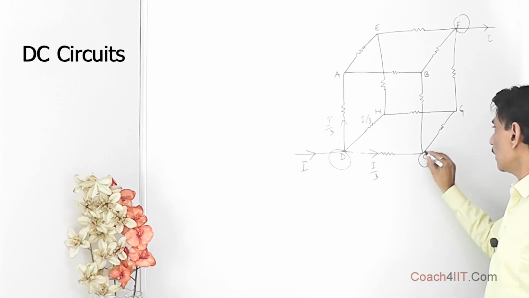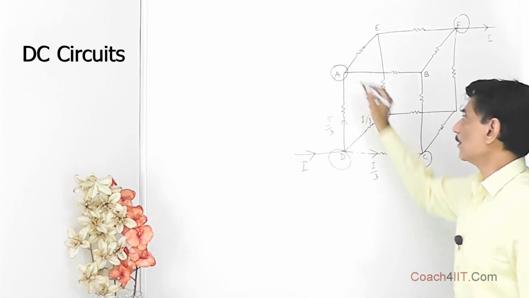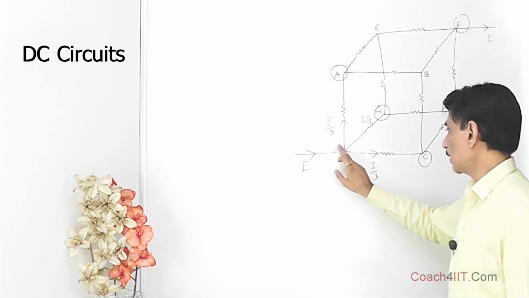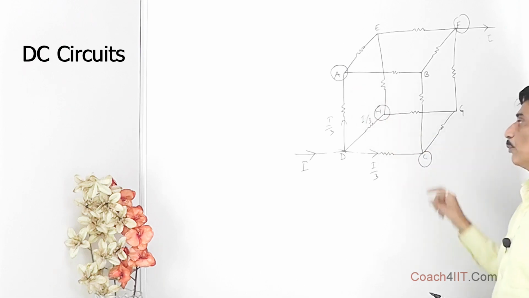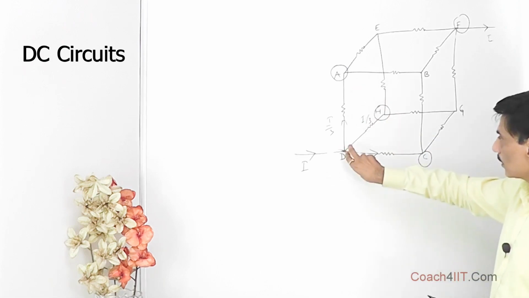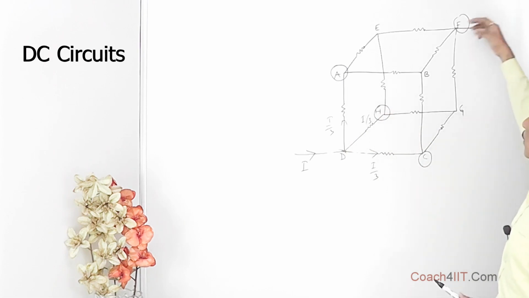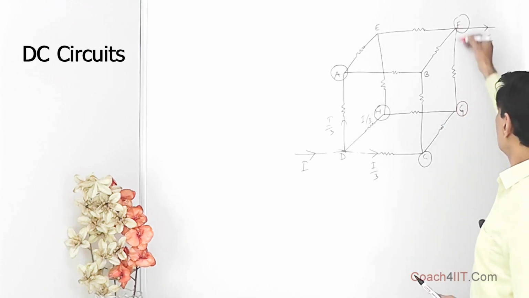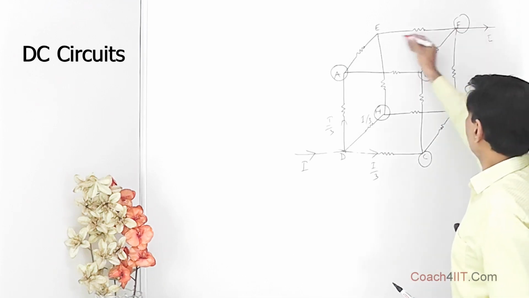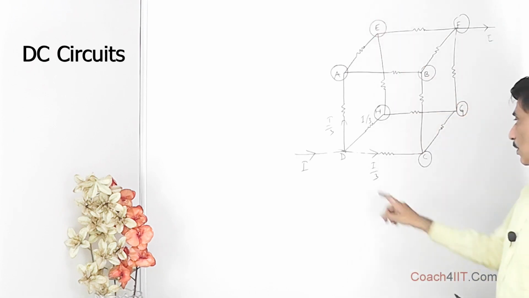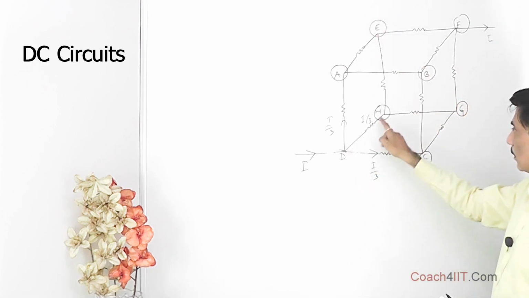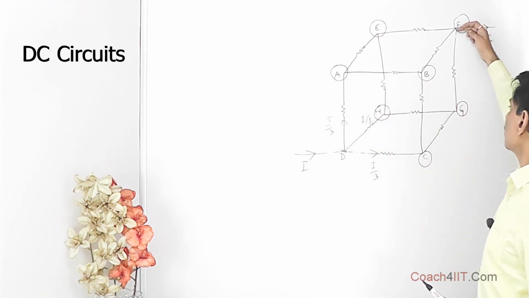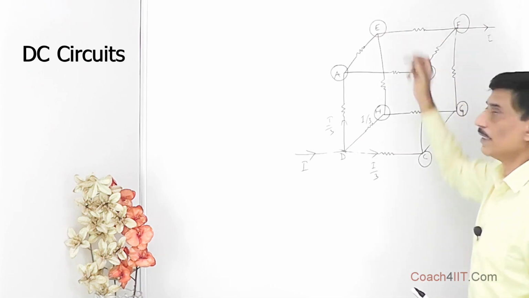It means C, H and A are the points which are going to be at the same potential. I remove this circle, so that circle signifies that these 3 points are at the same potential. If we are looking from this side, these 3 points are at the same potential. If we look from this side, G, B, and from here to here, E, that is going to be the same potential. From here, C, H and A are at the same potential. If you look from here, because of symmetry, G, B and E are at the same potential.